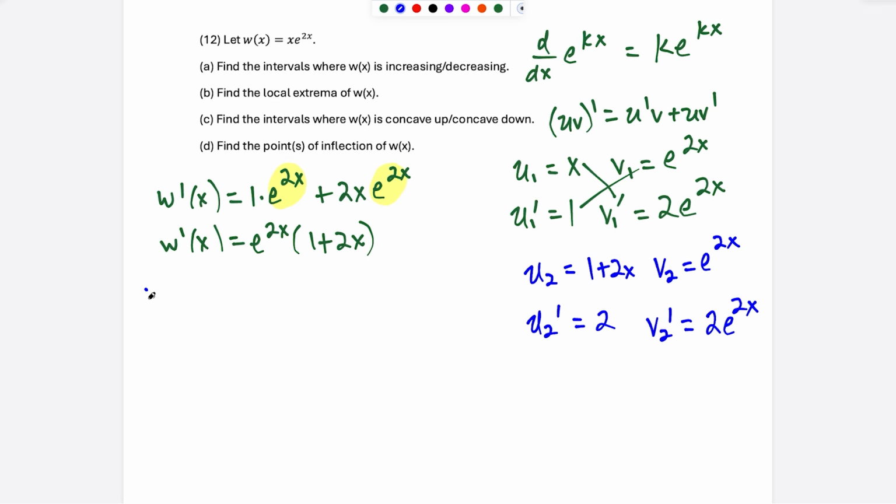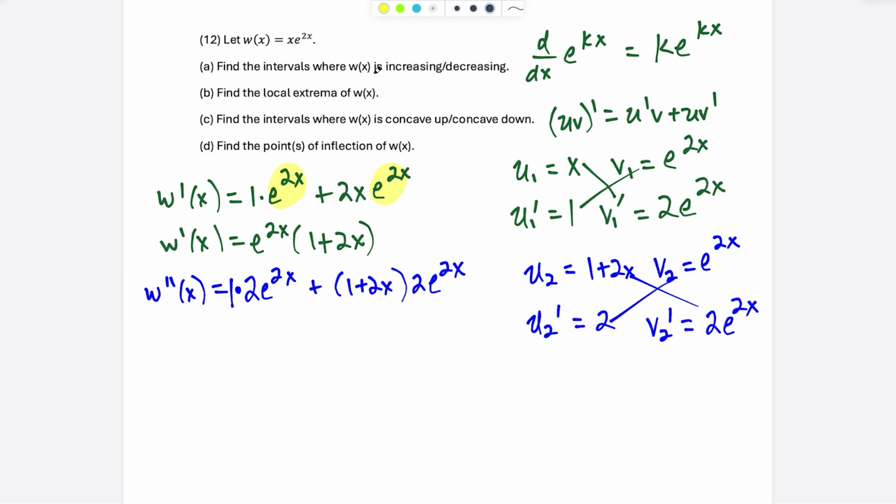So now I'm going to say next, w double prime of x equals, and now let's just go ahead and apply this product rule. Okay, so we're going to have u prime v. So I'm doing 2 times e to the 2x, is 2e to the 2x. And then plus, I'm going to do u v prime, which is 1 plus 2x times 2e to the 2x. And now this time I could factor out a 2e to the 2x. And I'm just going to put a times 1 in front of all of this. Okay, so a times 1 here.